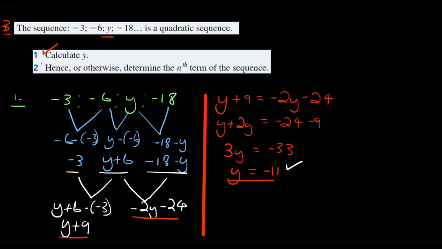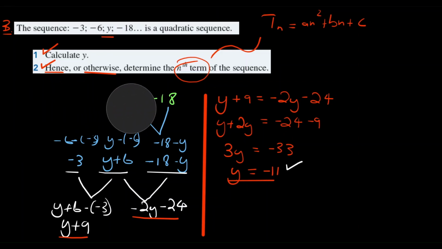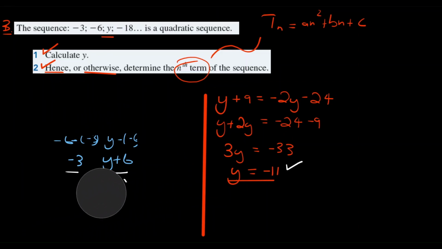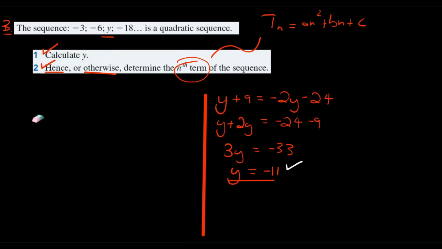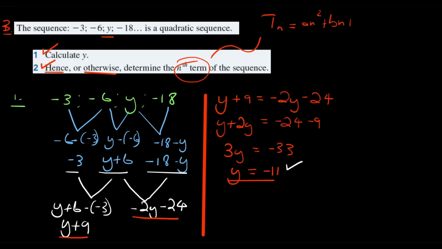And now we go into the second question. They say hence or otherwise. When they say hence or otherwise, it's nothing more than a fancy way of saying just use the previous answer to answer this question. And we need to find the nth term of the sequence. The nth term of the sequence is Tn equals an squared plus bn plus c. So let's go ahead and find our Tn, which should be simpler. I shouldn't erase that because we need that.